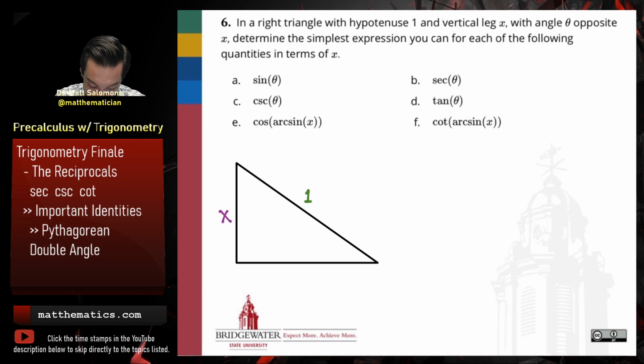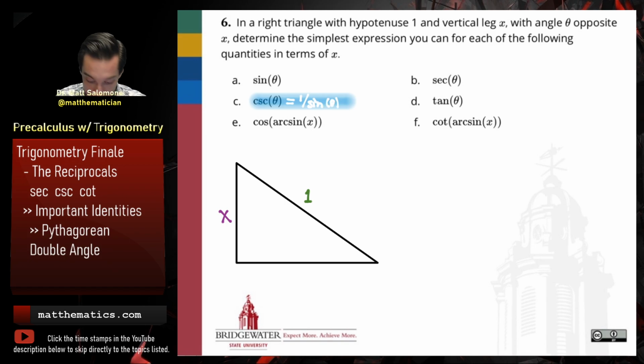Let's do one of the ones that we can do fairly quickly. I actually want to start with the cosecant of theta. So to figure out the cosecant of theta, well, remember that the cosecant of theta is nothing more than the reciprocal of the sine. So cosecant is 1 over the sine of theta.